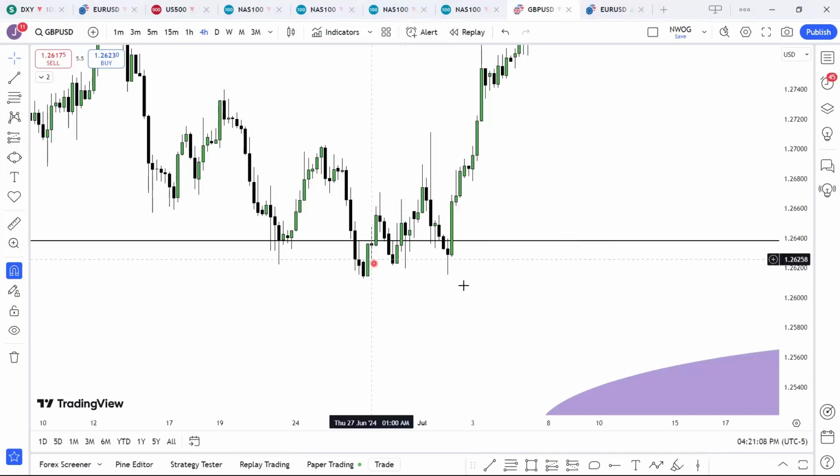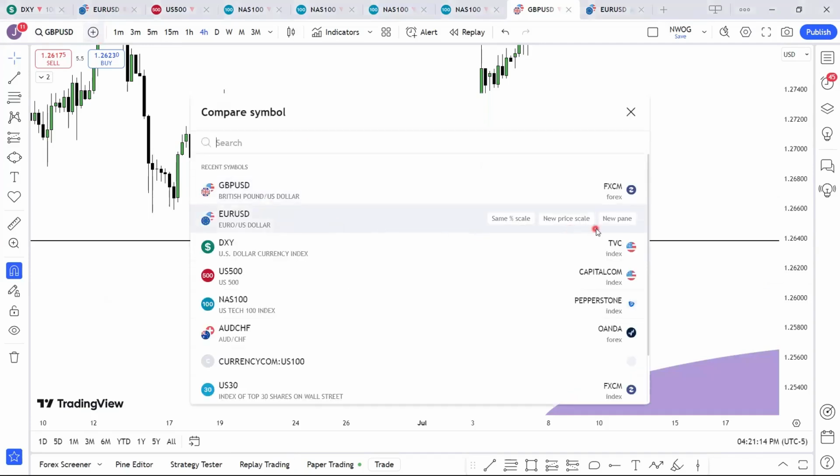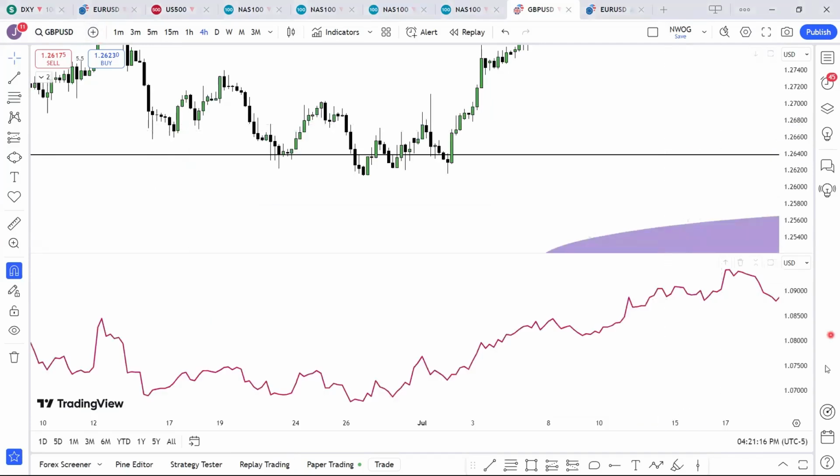Another tool we can use is SMT divergence. So we want to compare with correlated pairs. So this is the British pound. So we want to compare with the euro dollar. So let's look at it.